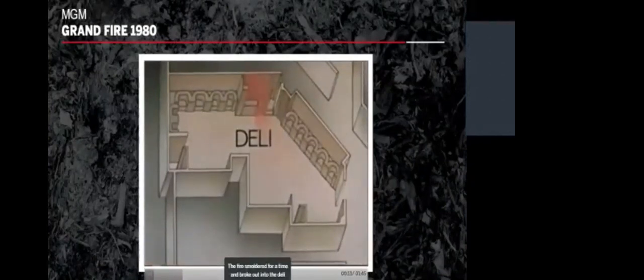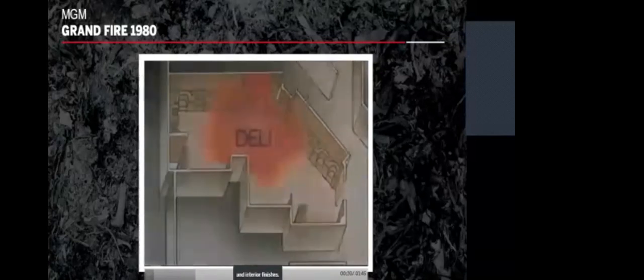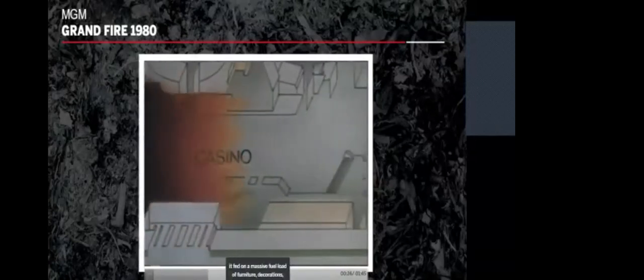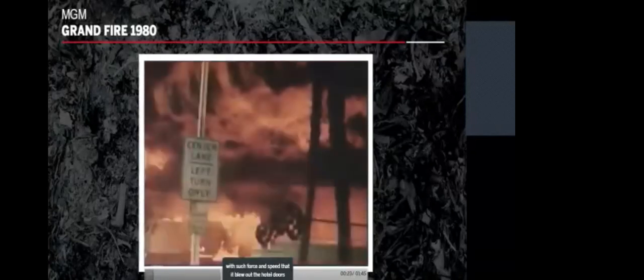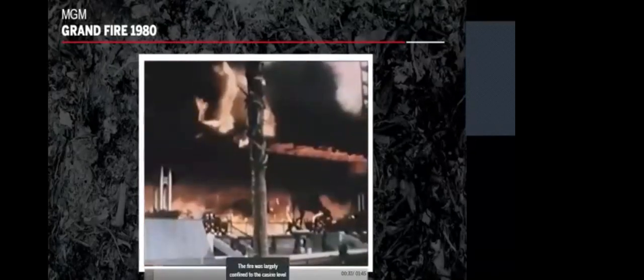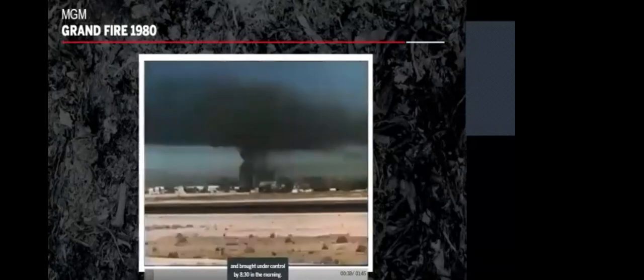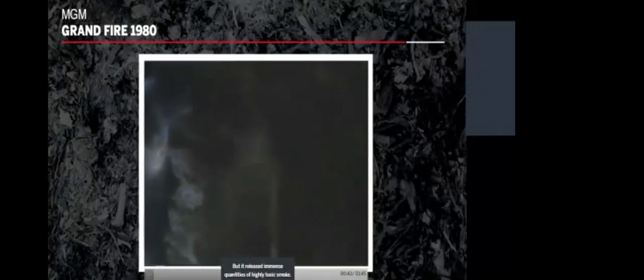The fire smoldered for a time and broke out into the deli, where it quickly spread, feeding on combustible contents and interior finishes. When the fire broke out into the casino, it fed on a massive fuel load of furniture, decorations, and gambling paraphernalia, spreading with such force and speed that it blew out the hotel doors and spread to the porte-cochere. The fire was largely confined to the casino level and brought under control by 8:30 in the morning, but it released immense quantities of highly toxic smoke.